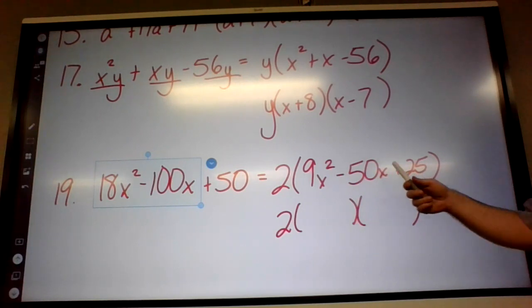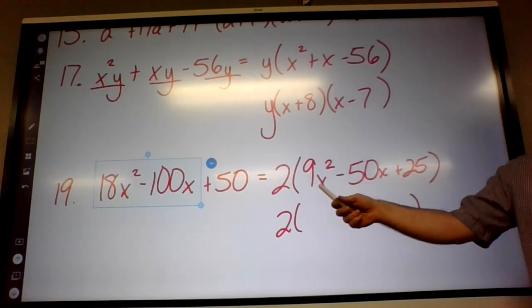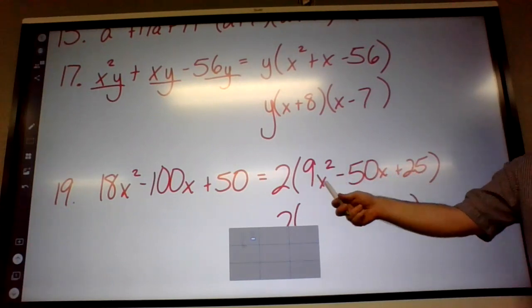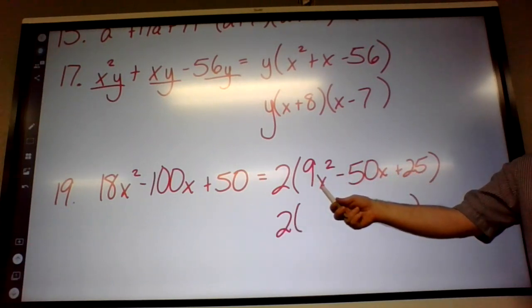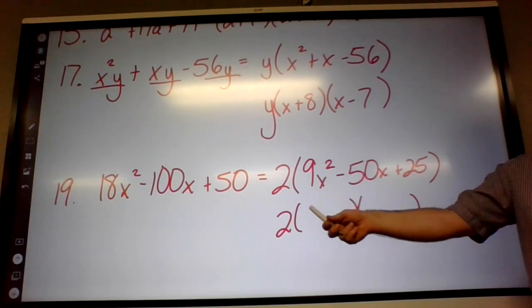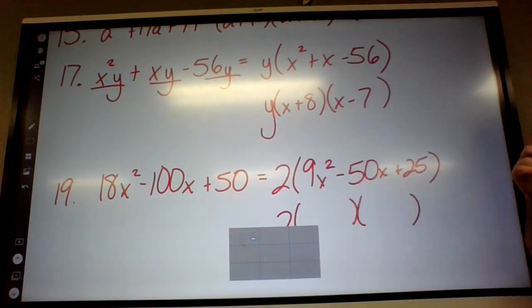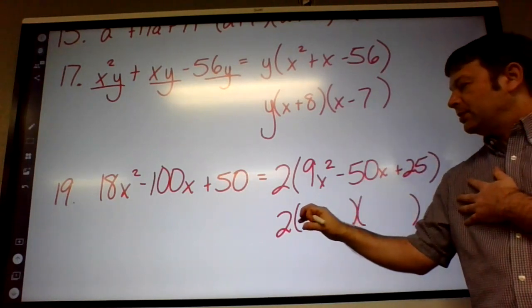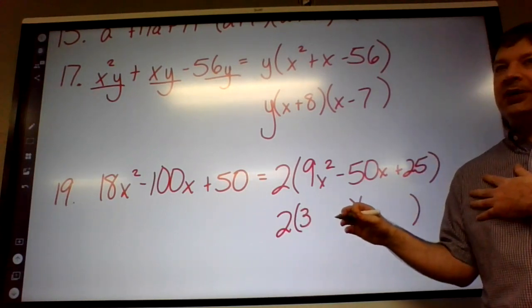Can't divide by 3. No, we can't take anything else out. For the front, this is 3-term factoring. It's what multiplies into 9x squared, and that's gonna go in the front. So what times what could equal 9x squared? 3 times 3, or 1 times 9.